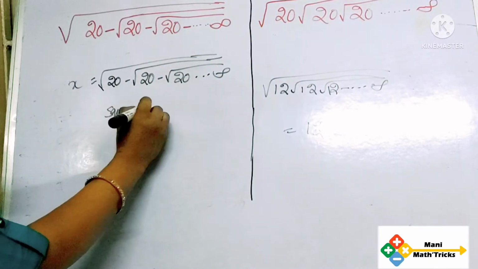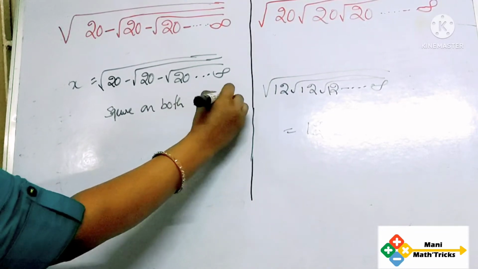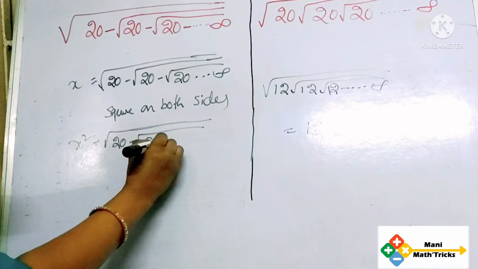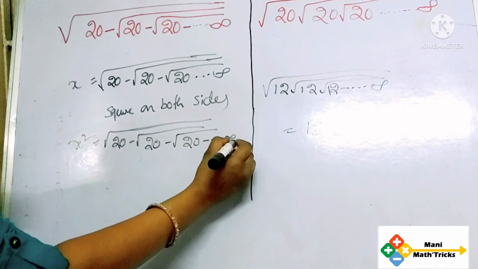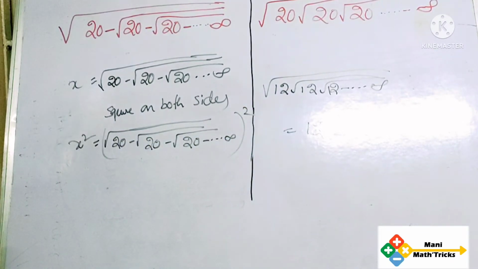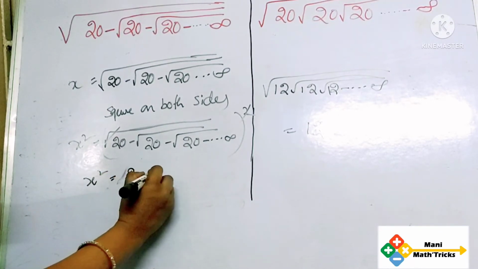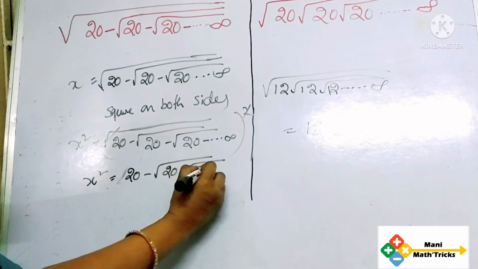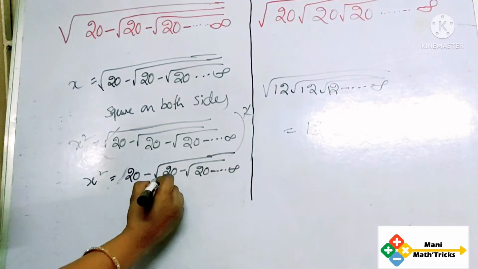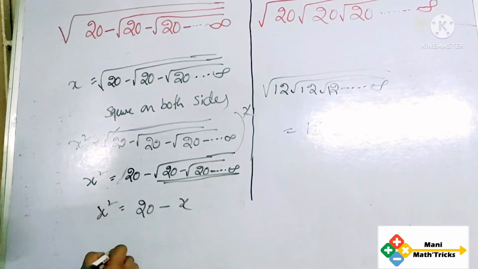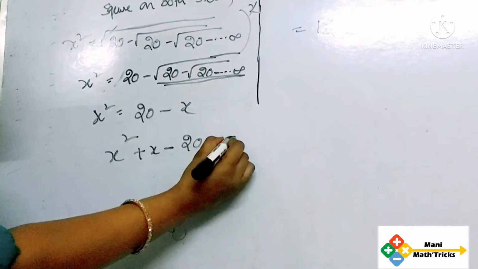Now square on both sides. x square is equal to under root 20 minus under root 20 minus under root 20 and so on infinite, whole square. Now the square and root will get cancelled. x square is equal to 20 minus under root 20 minus under root 20 minus and so on infinite. Now this value is x, which we have assumed. So 20 minus x, here x square. Now transfer these values to this side. So x square plus x minus 20 is equal to 0.